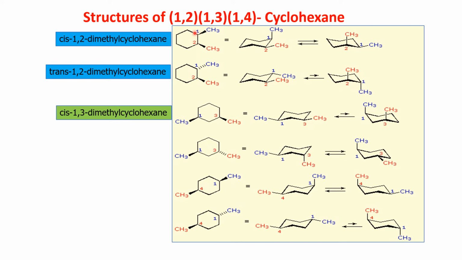Okay, for 1,2, if you put axial and equatorial, it means here both will be equatorial or both will be axial. If it is a normal form, you have to take both in equatorial. If you flip it, both will come into the axial form. This is the way we need to keep it.